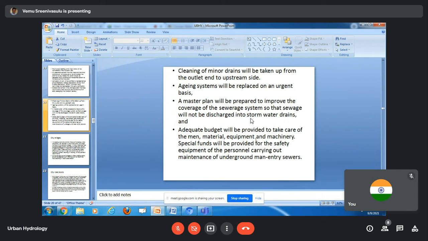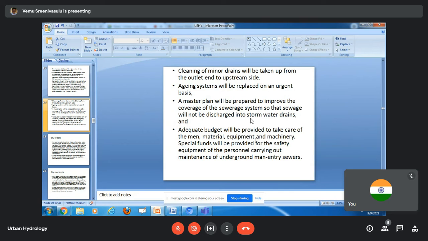Okay, a master plan will be prepared to improve the coverage of the sewage system so that sewage will not be discharged into the stormwater drains, right? So for any city, there should be a master plan. Master plan means, for 50, 60 years, how your city will look, where are the industrial areas, where are the living areas, where are the open lands, how your roads will be, how your drainage system will be. So everything should be planned in advance, 50, 60 years ahead.